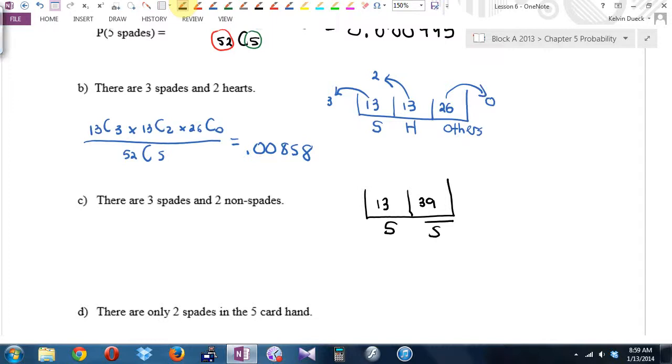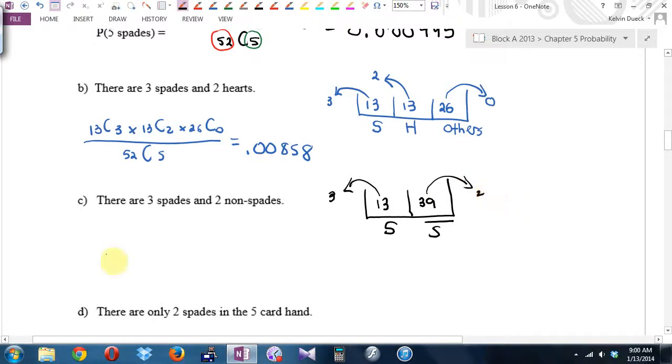Back row Jake, how many spades do I want to pick? 3. That can be like your gang nickname. Back row Jake? No? Okay. And how many non-spades do I want to pick? 2.